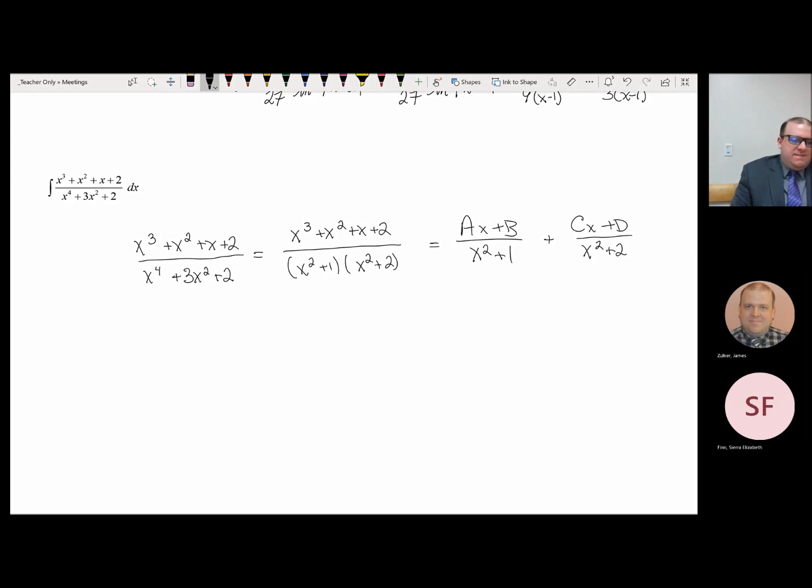So if instead of a single x squared plus 2, we had x squared plus 2 all squared, then you'd have a second term, just like you would with linear. So it'd be plus ex plus f over x squared plus 2 quantity squared. Right, so that's the same.